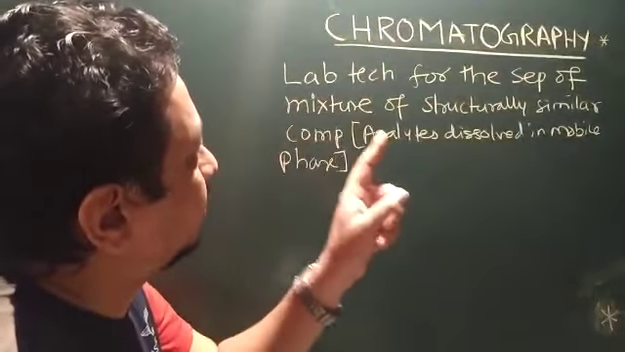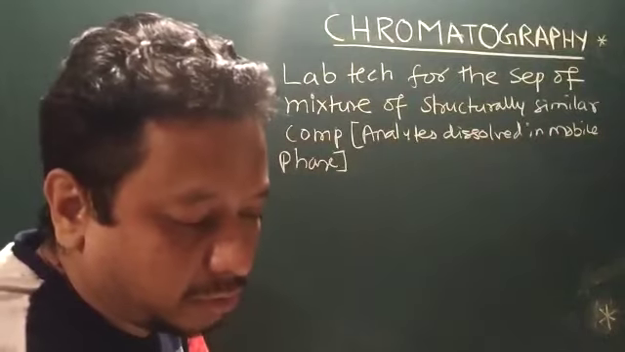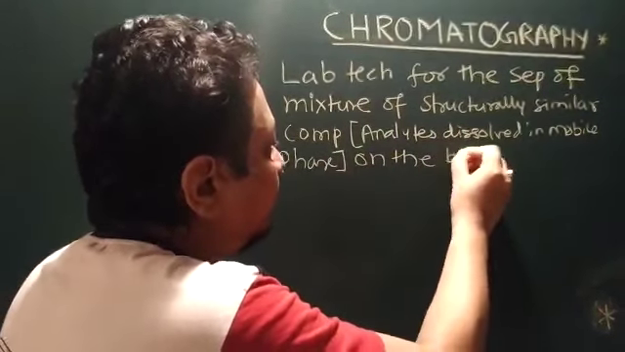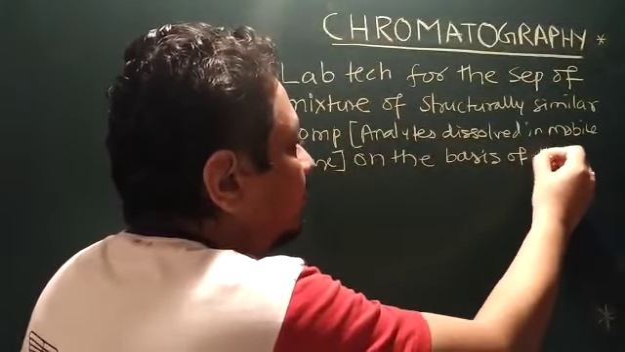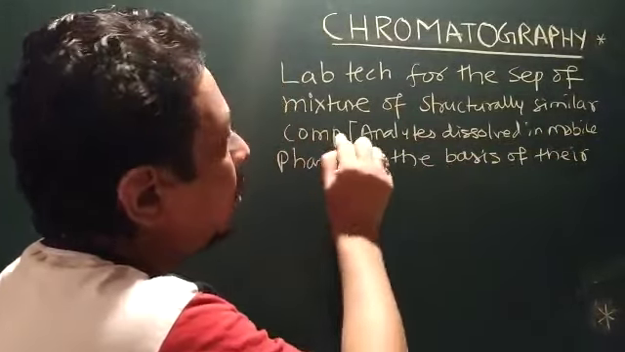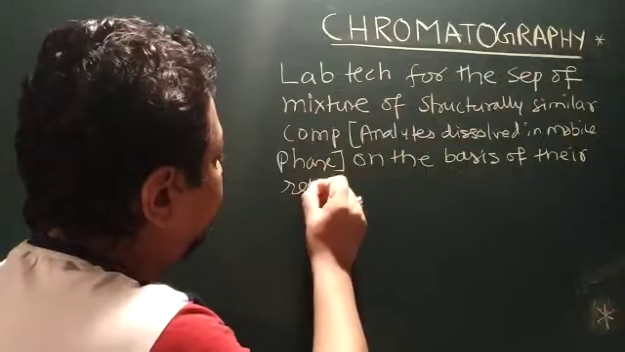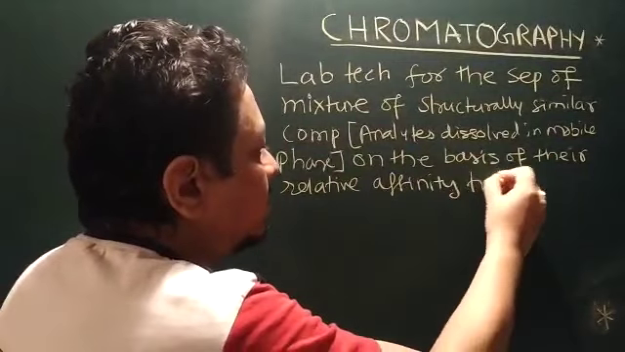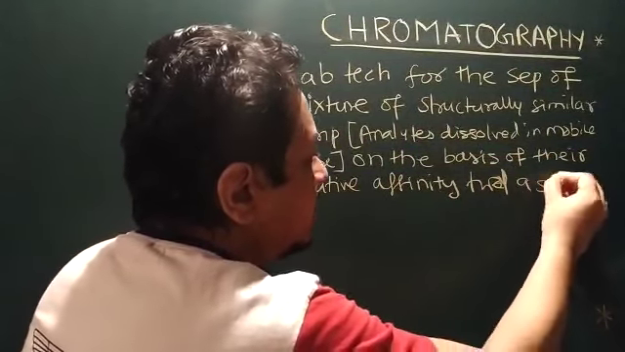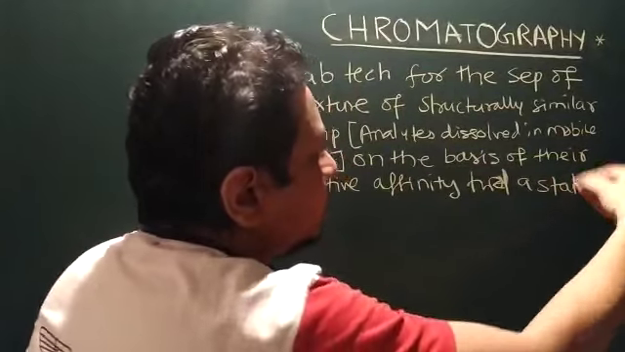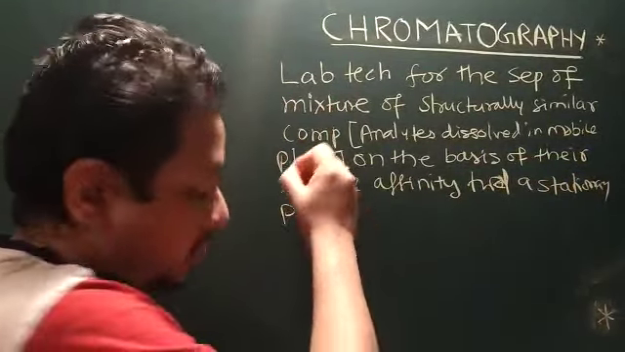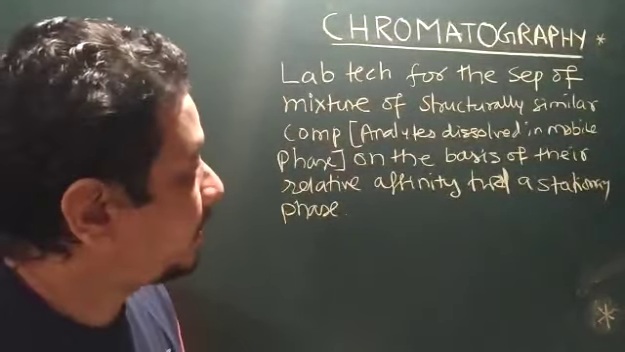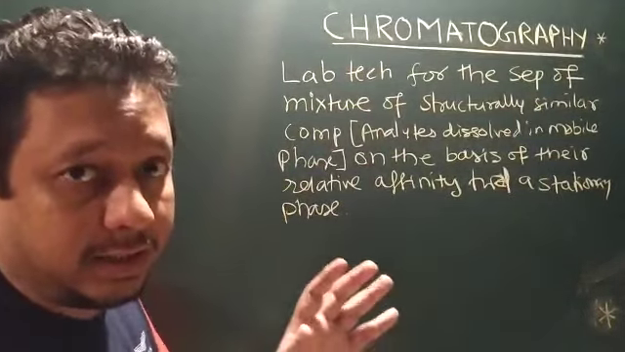So, a laboratory technique for the separation of mixture of structurally similar compounds on the basis of their, there means the analytes components, okay, their relative affinity towards a stationary phase. So the very important understanding of this definition is there are two important points in this chromatographic definition.